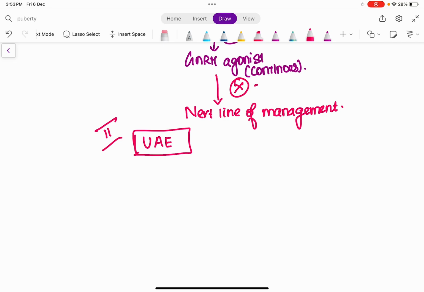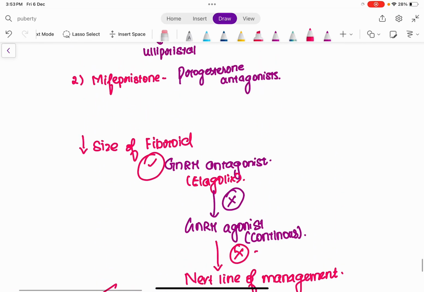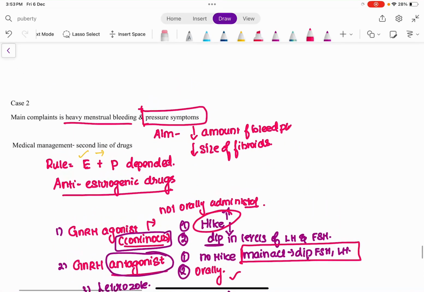I don't want you to saturate much. Whatever we discussed today is already a very big and volatile topic, but I hope that I made it very simple for you.